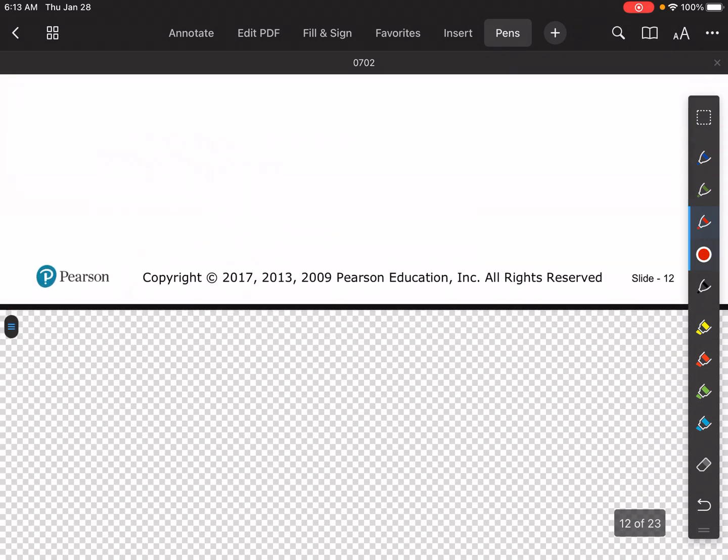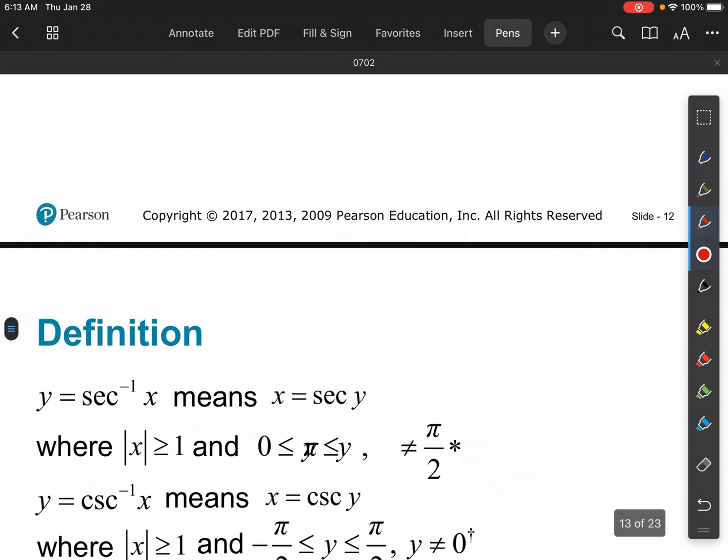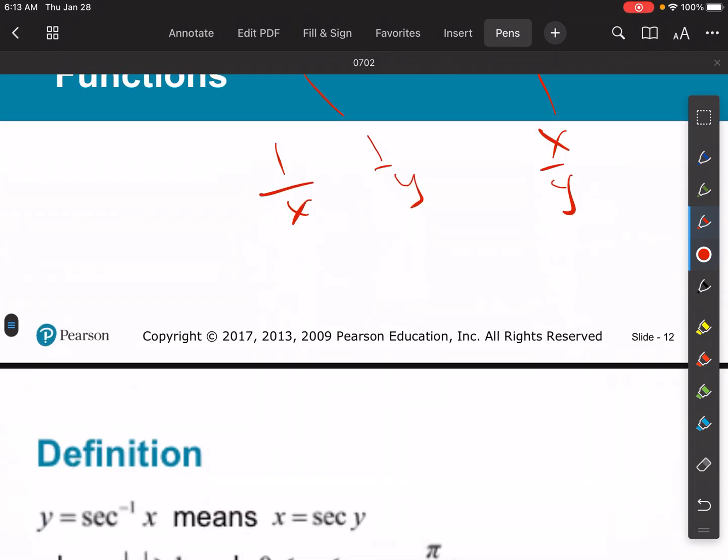I think that might be all that I do for you guys today. That should be enough to get you started on the lesson. And just remember, going into objective 2 here, what these things mean: secant, cosecant, cotangent. That's just a 1 over. So for secant, it's going to be 1 over the cosine, right? So this would be 1 over x. This one would be 1 over y. This one would be x over y, right? Eventually, when you simplify it down, that's what it comes out to.